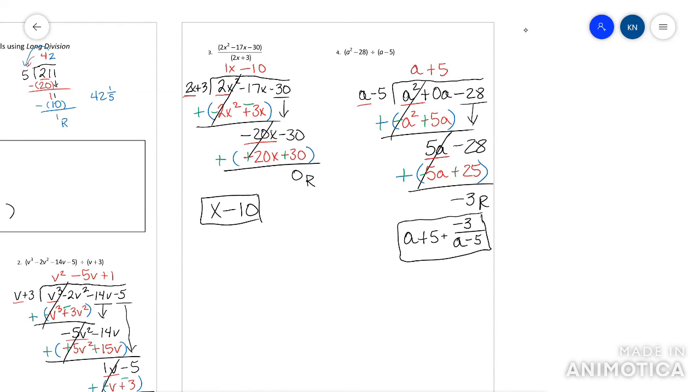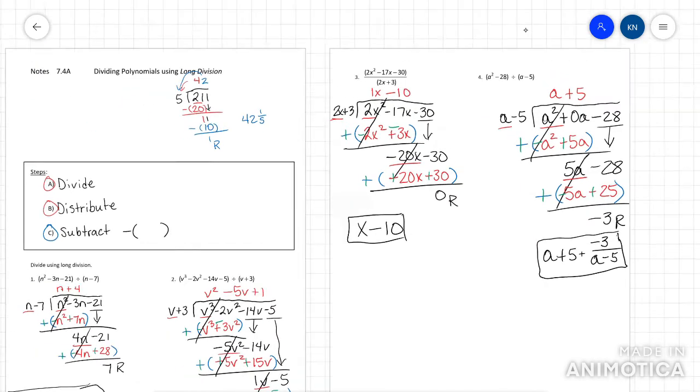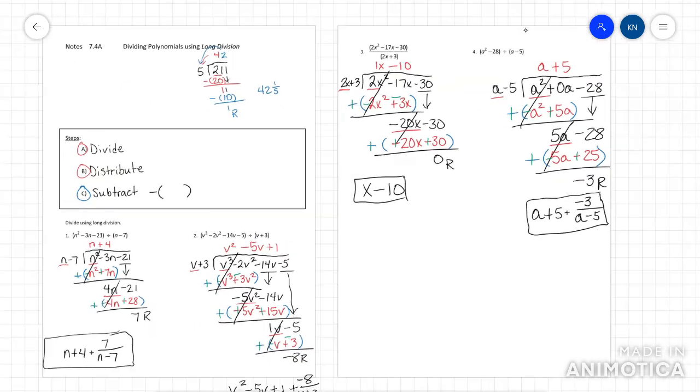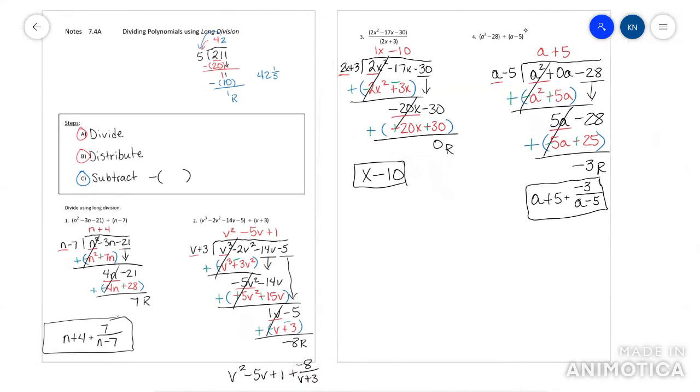So as long as you follow those steps, it's just like you learned it as a kid. So don't let it overwhelm you or anything. They're not that bad. But hope this video helped.